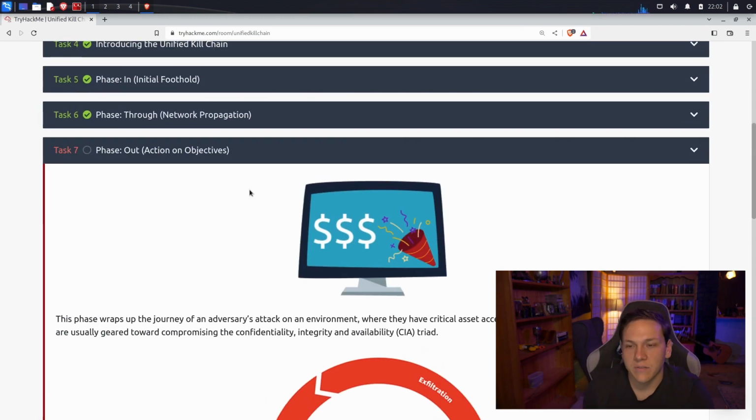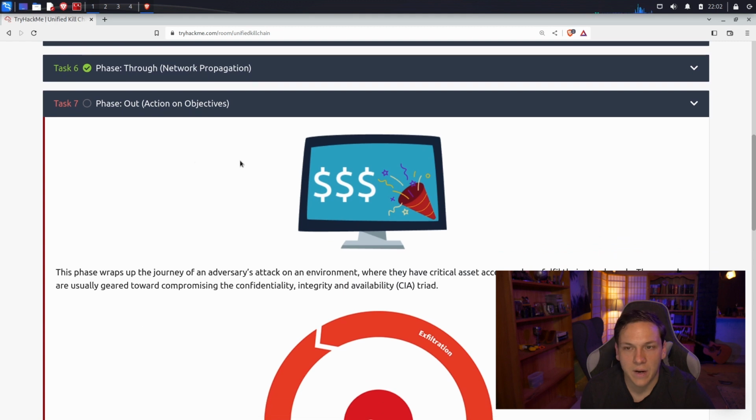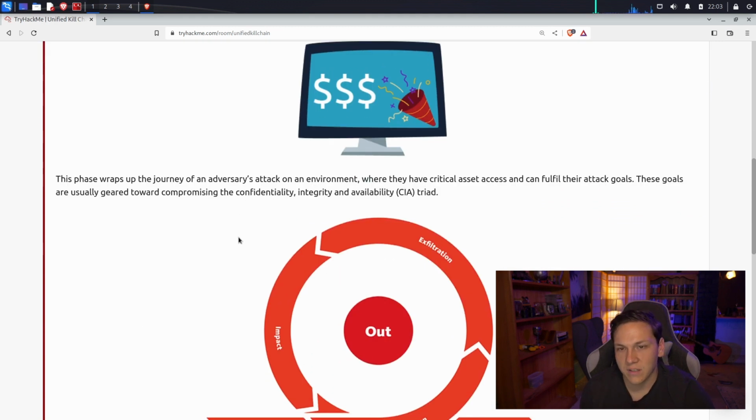Phase out. Action on objectives. Lots of money, lots of partying apparently. This phase wraps up the journey of an adversary's attack on an environment where they have critical asset access and can fulfill their attack goals. These goals are usually geared toward compromising the confidentiality, integrity, or availability triad.